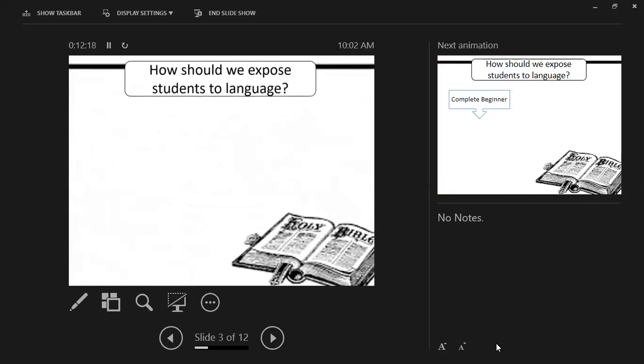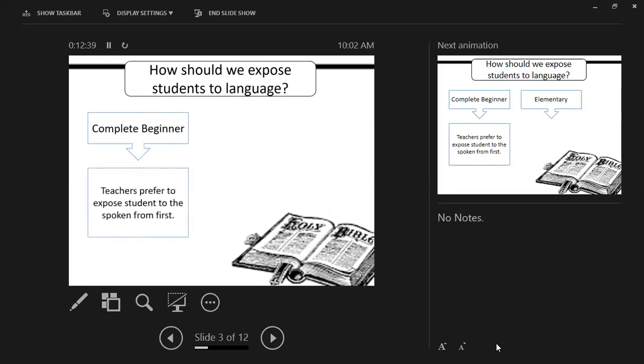Okay, the next question, then: how should we expose students to language? What do you think? I have mentioned some ideas before. How can you make sure that you are exposing your student to the language? First, for a complete beginner, you should start by exposing them to spoken language. In this case, it's listening.